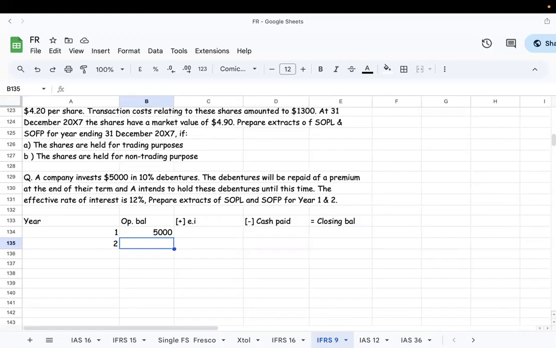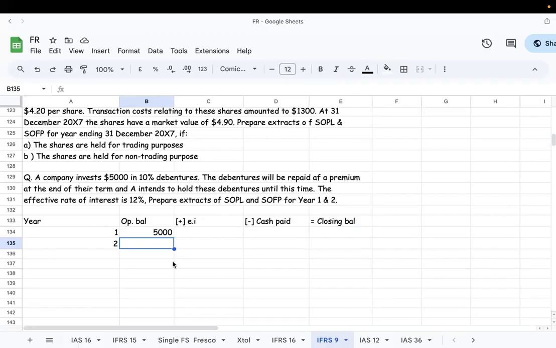And they have already told you A is intending to hold the debentures until this time, right? So the holding test is passed. You are collecting cash flows from it. So tell me if it is trading or non-trading. It's non-trading, and it is a debenture. So keep in mind amortised cost is in question. Amortised cost means the table. Hence, we have taken the table.